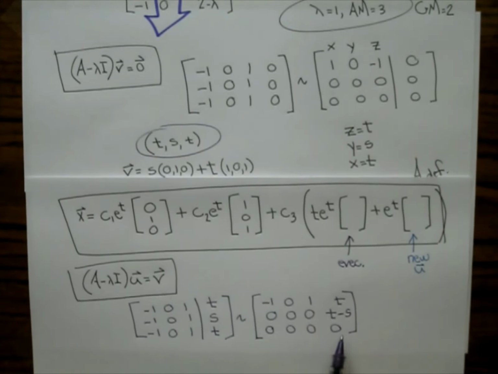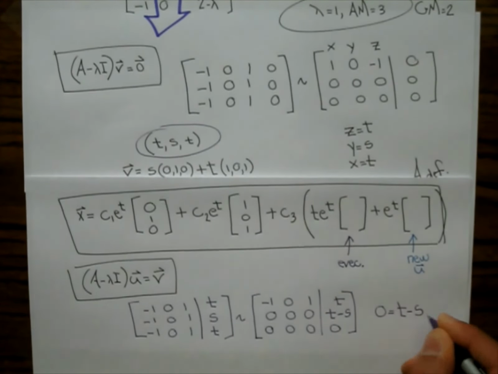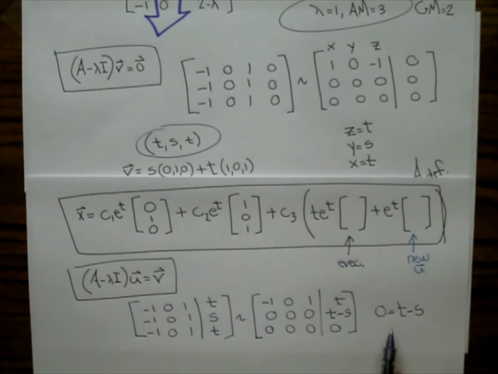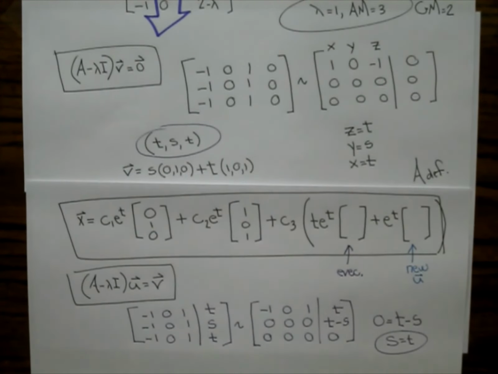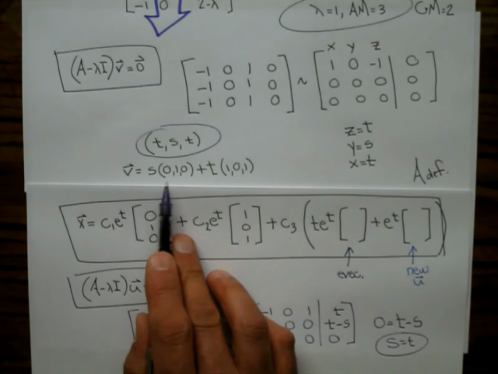So look what happens here. This right here is a linear system, and this linear system has to have a solution. And it just so happens, look at the second equation. It says 0 equals t minus s. And so for us to have consistency, what do we have to say about t and s? They have to be the same. That s has to equal t. So when we're making our choice for the eigenvector, we have to have s equaling t.